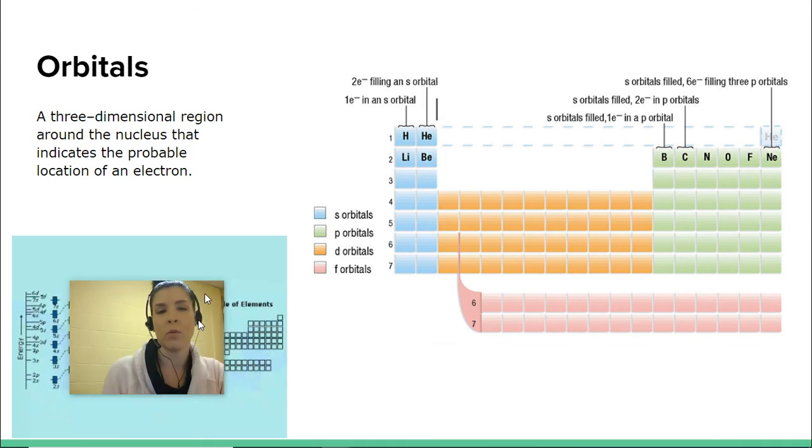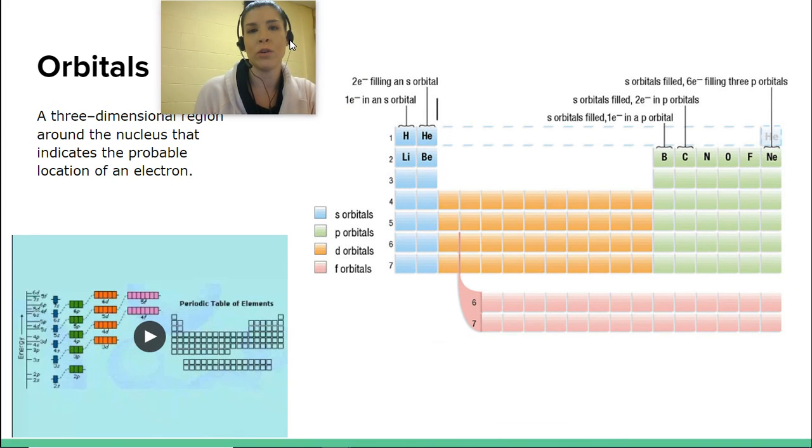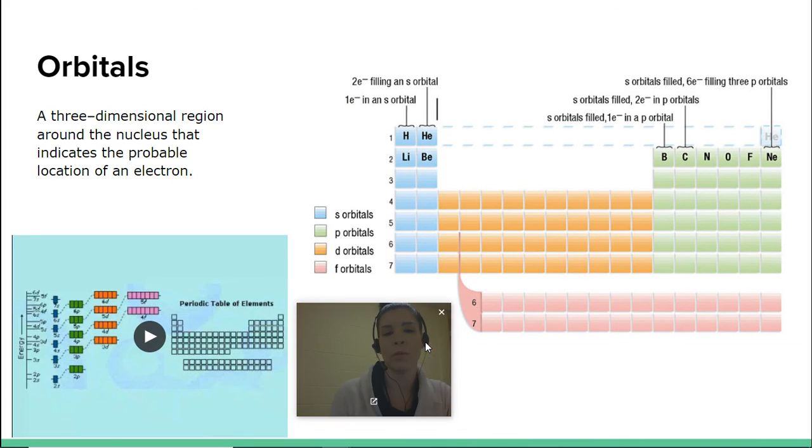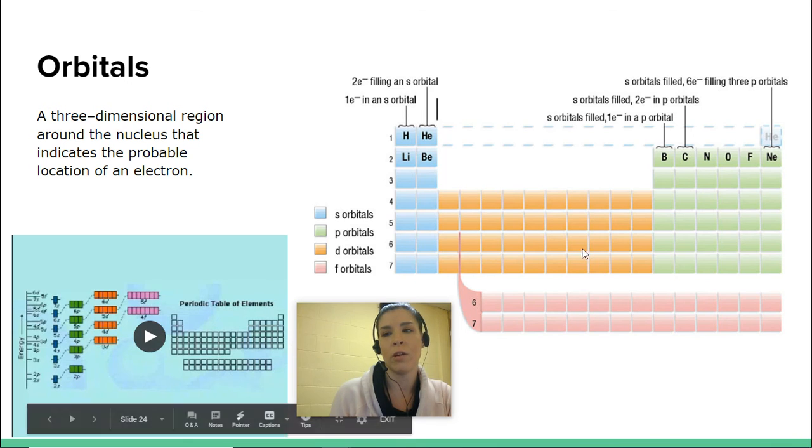And this will be the last one. Also on your slides, you could click this and you'll be able to watch a little quick video of it. Orbitals, so a 3-dimensional region around the nucleus that indicates the probable location of an electron. So this is it, and then there's the video of it.